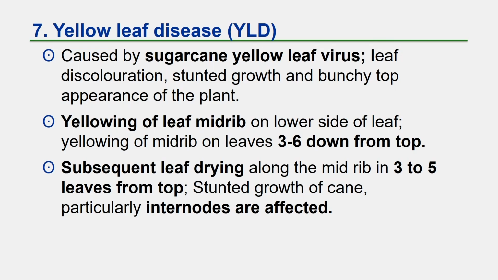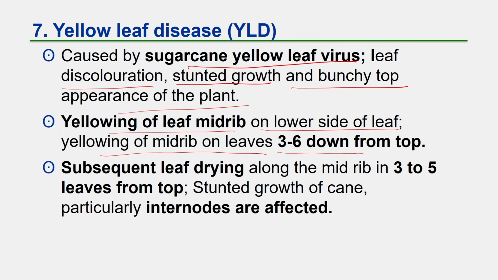Seventh important disease of sugarcane is yellow leaf disease. It is referred to as YLD and caused by sugarcane yellow leaf virus. Leaf discoloration happens, with stunted growth and bunchy top appearance of the plant. Yellowing of the leaf midrib on the lower side of the leaf, yellowing of midrib on leaves 3 to 6 cm down from the top. Subsequent leaf drying along with the midrib in 3 to 5 leaves from the top. Stunted growth of cane, particularly internodes, are affected.